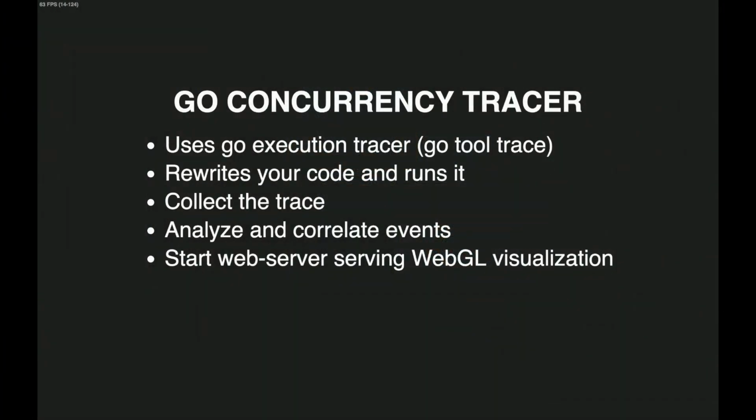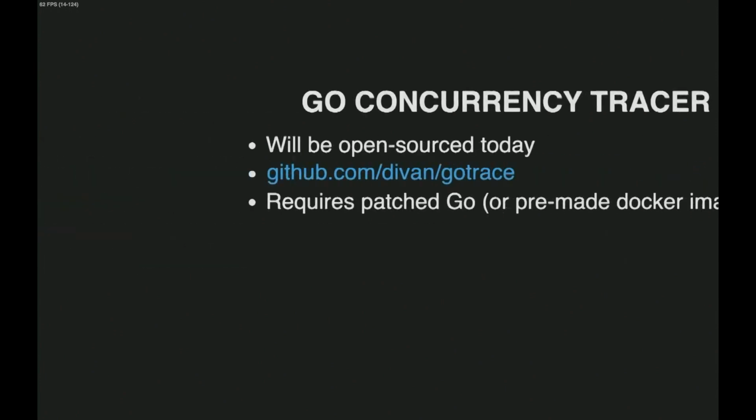So what my tool actually does is take the trace. It can rewrite your code, adding this tracing possibility for you. It collects the trace, analyzes it, and correlates events. Remember, I told you there is no such event as sending values. There are at least two events, reading and sending, and we need a way to correlate them. And then it starts the server with the WebGL code.